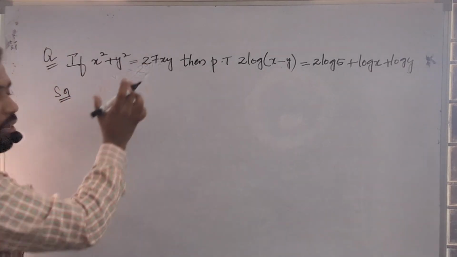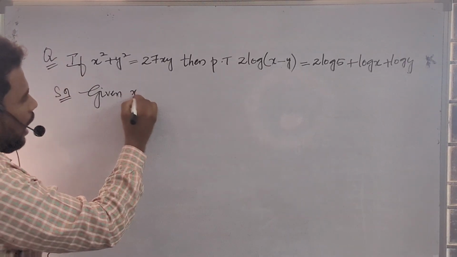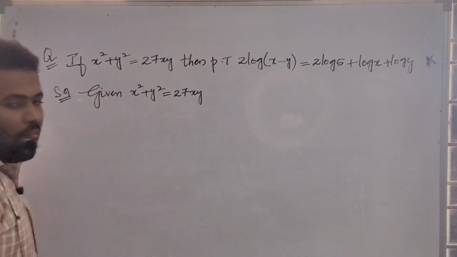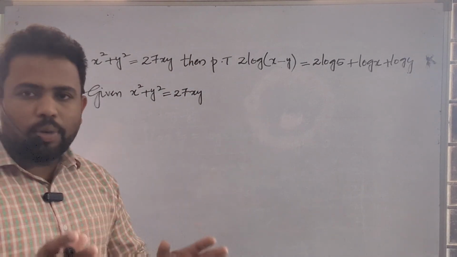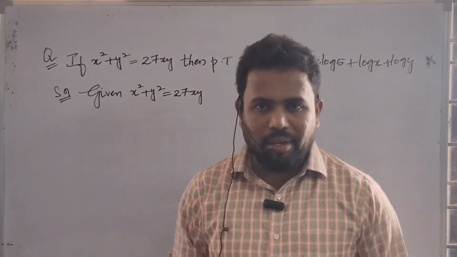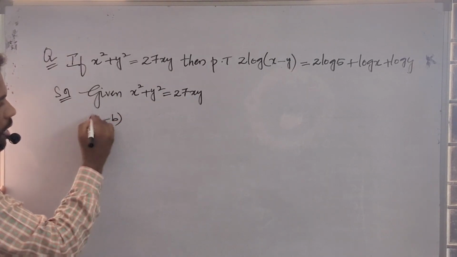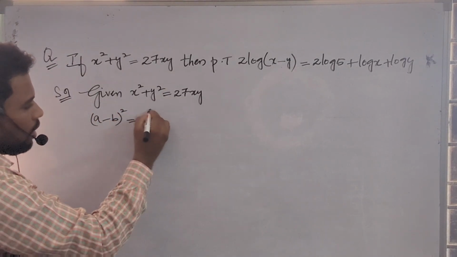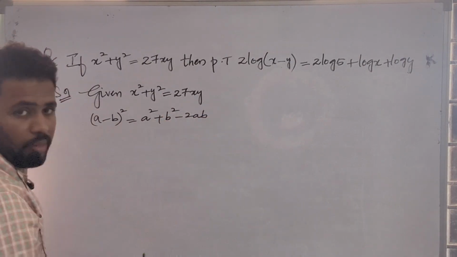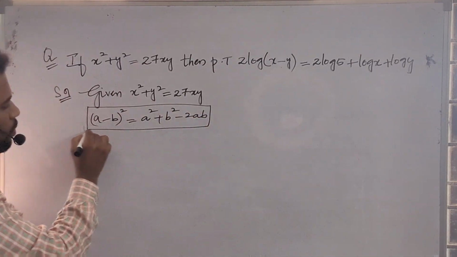Let us begin the answer to this question. Let us write the given information first. What is given? x square plus y square equals 27xy. As I said, we have to use the (a minus b) whole square formula here, so I am going to write the same formula on the board. The formula is a square plus b square minus 2ab, which is the formula for (a minus b) whole square.